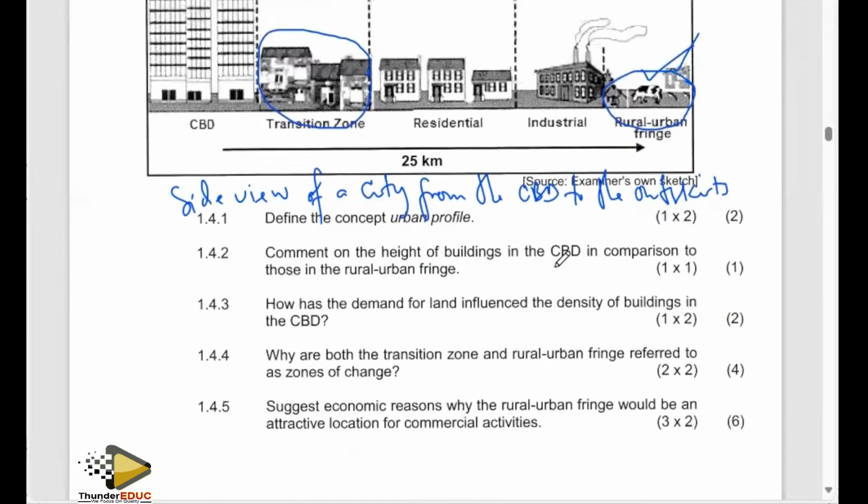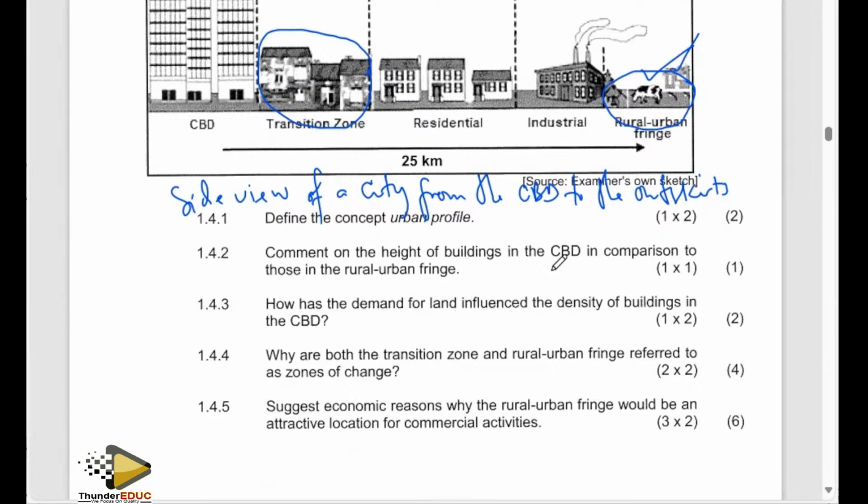Right. I'll briefly describe the zone of transition, and then we'll try to figure out how best we're supposed to answer the question. The zone of transition, we're looking at the zone with mixed functions, which is just outside the CBD. It's a zone with mixed functions. There can be some light industrial activities taking place.